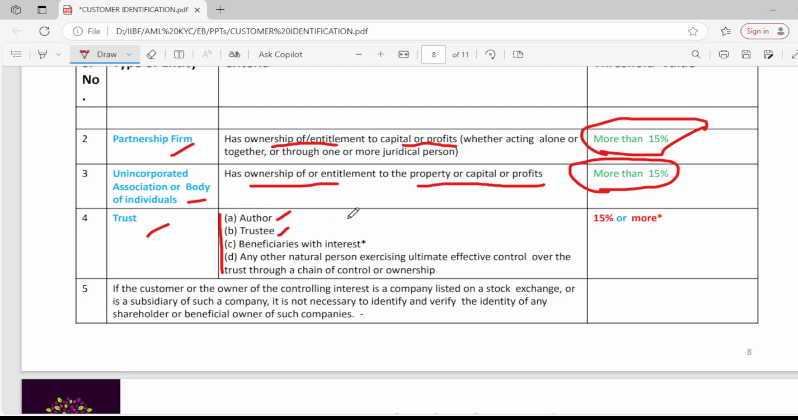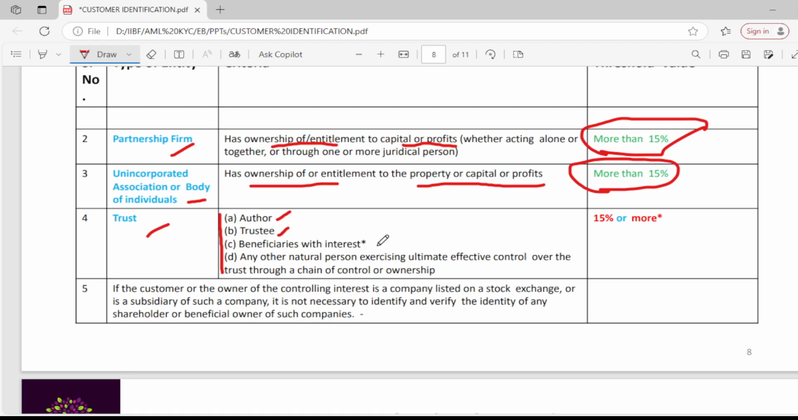Second one, trustee. Trustee manages the trust according to the trust deed. Trustee has control over the trust according to the trust deed. He also satisfies the condition of exercising control on the entity. So trustee is also treated as beneficial owner of the trust.